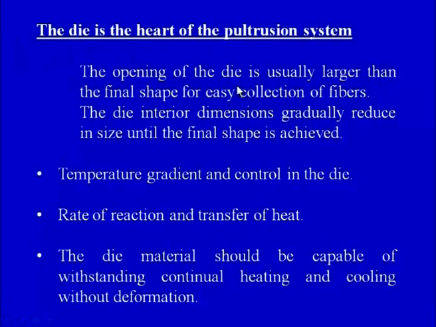So as you can see on your screen, the opening of the die is usually larger than the final shape for easy collection of fibers. The die interior dimensions gradually reduce in size until the final shape is achieved. So the final dimension of the die towards the output, where the final product has to come out, is exactly equal to the final desired dimensions of the final product.